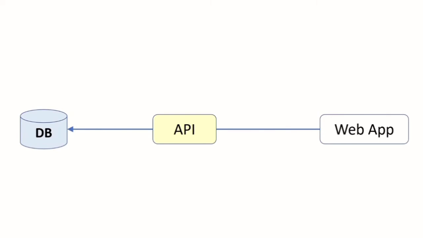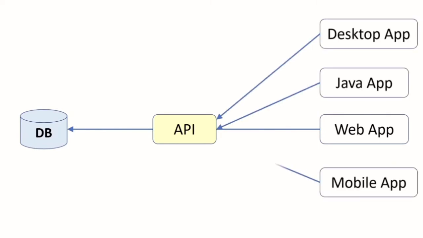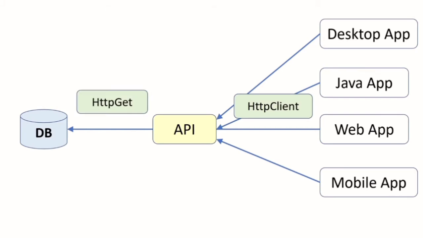By using this API, you can have a Java application, desktop application, or mobile application reuse this API by using HttpClient. And this API will communicate with the database by using HttpGet and HttpPost. And HttpClient, Get, and Post will be the main subject in this tutorial.